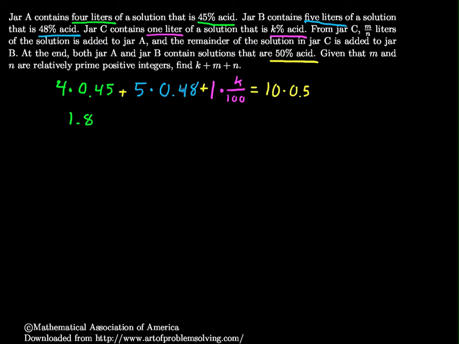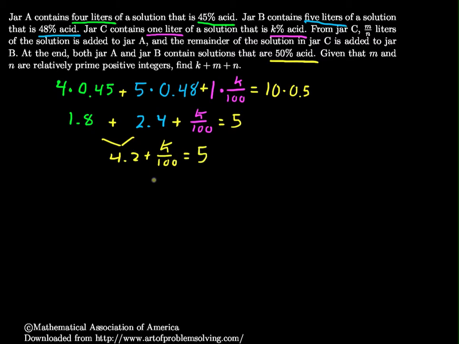5 times 0.48 will give me 5 times 0.4 is 2 times that, so 2.4. 1 times k over 100 is still k divided by 100. And this is still equal to, let's see, half of 10 is 5. So let's solve this equation to find k. So 1.8 plus 2.4 gives me 4.2, plus k over 100 equals 5.